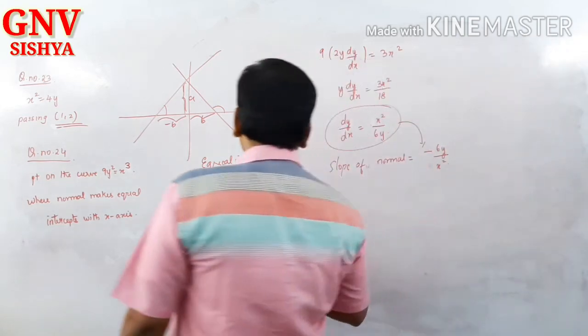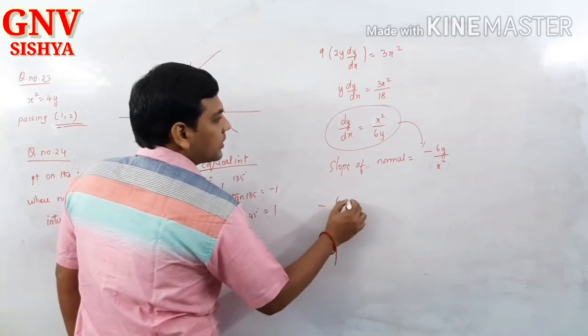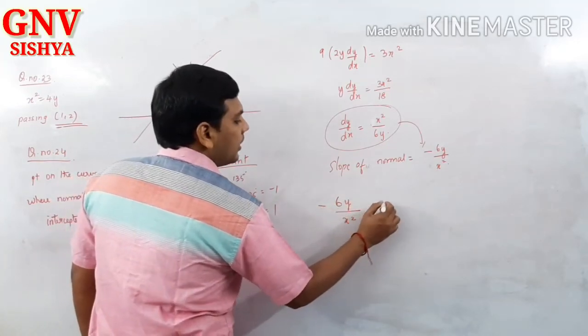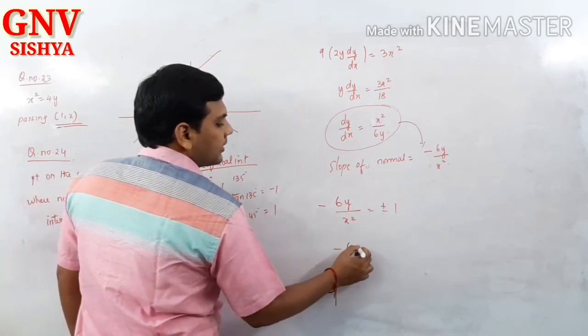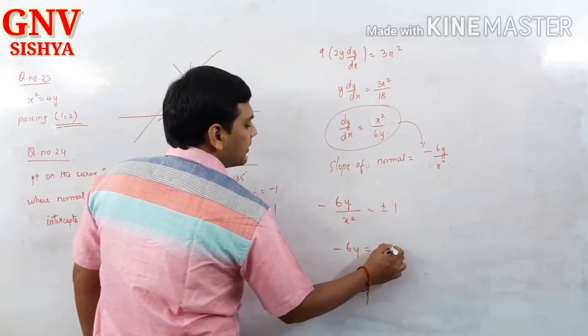Now what is the slope of normal here? So minus 6y divided by x square is equal to plus or minus 1. Either it might be plus 1 or minus 1. So minus 6y is equal to plus or minus x square.